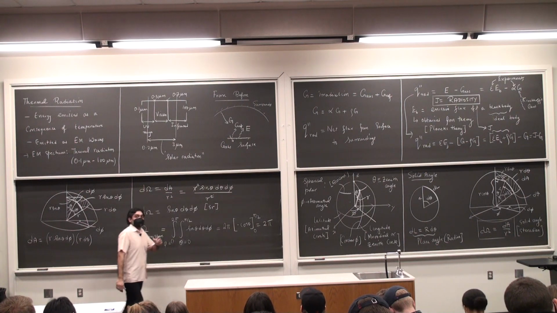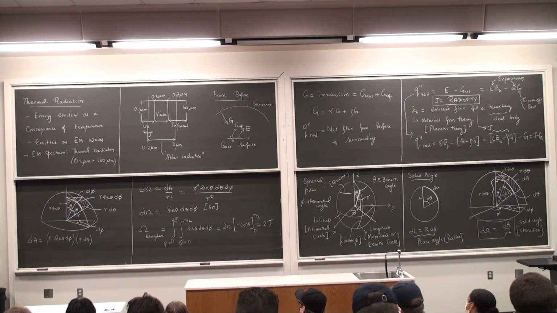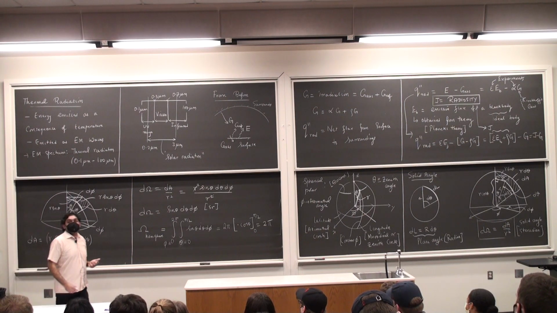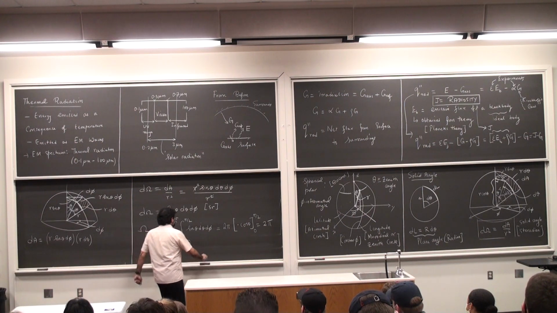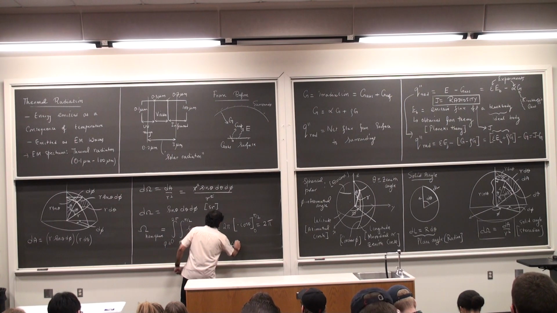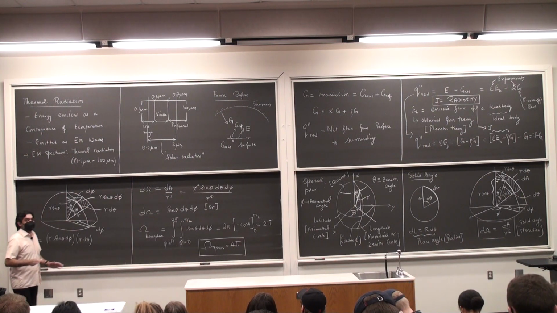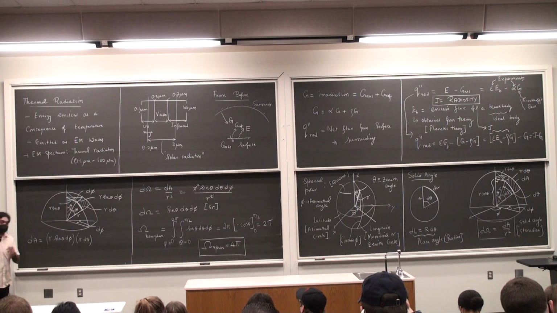2 pi steradians is the total solid angle for a hemisphere. So for a full sphere, the total solid angle is going to be 2 times this, which is 4 pi. So omega of a sphere is 4 pi. And now we can come to a functional definition of the solid angle. Okay.